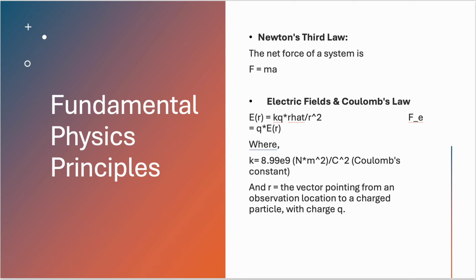So the fundamental physics principles were Newton's second law, where the net force of a system is force equals mass times acceleration, and also electric fields and Coulomb's law, basically where the electric field is equal to Coulomb's constant, which is 8.99 times 10^9, times the vector pointing from an observation location to the charged particle, where that charge is q.